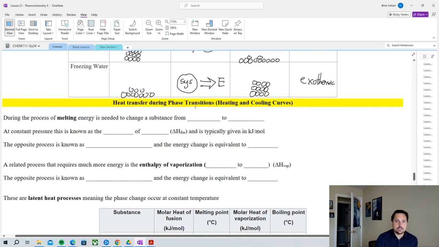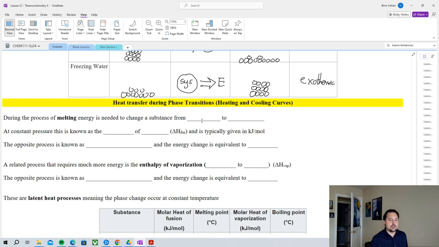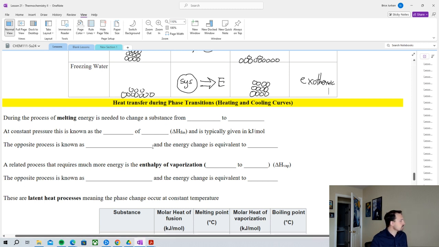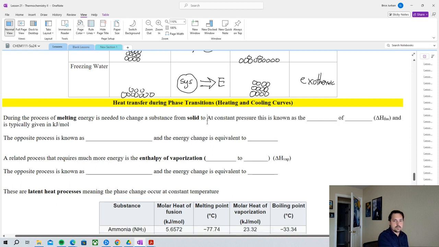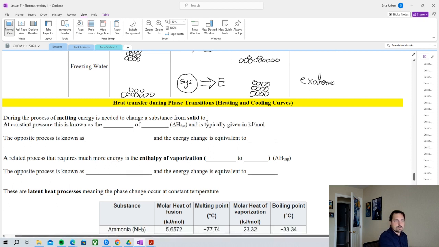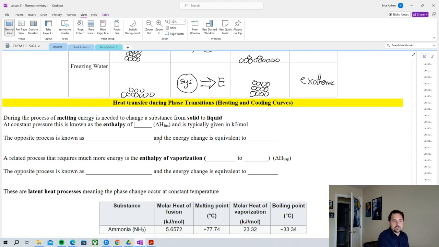Okay, the heat transfer during the phase transition. Well, there is no temperature change during a phase change, but there's still heat that's being transferred. This is known as the latent heat. So during the melting process, energy is needed to change a substance from a solid to a liquid. And at constant pressure, this is known as the enthalpy of fusion. And this is not to be confused with the fusion that occurs in a nuclear reaction.